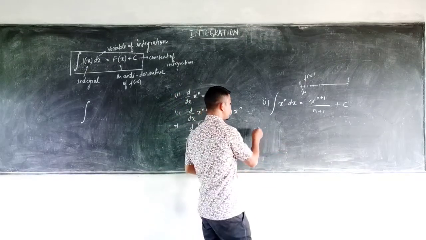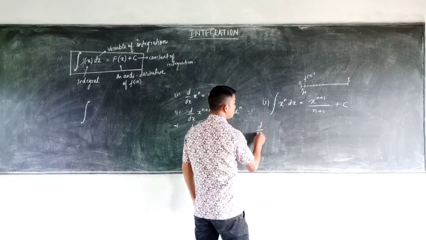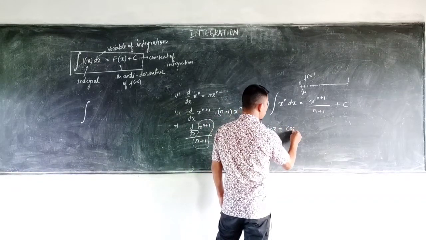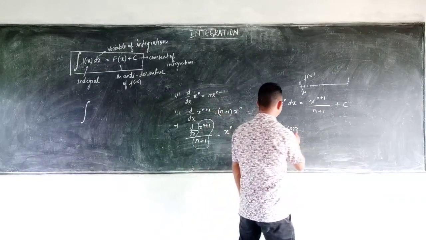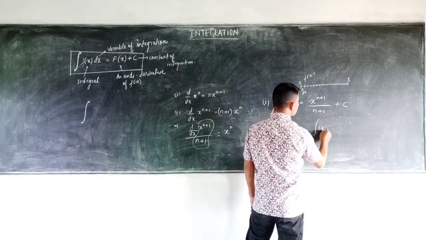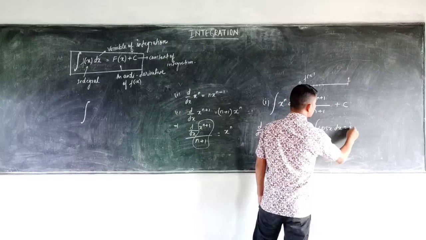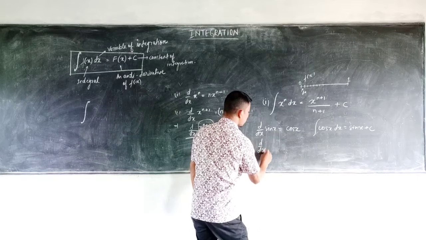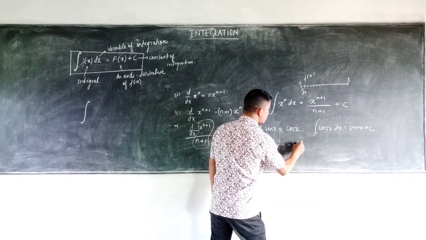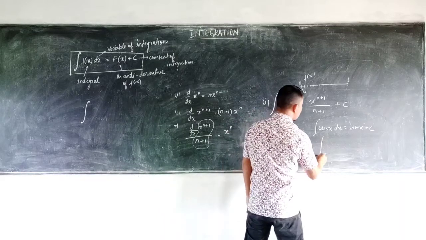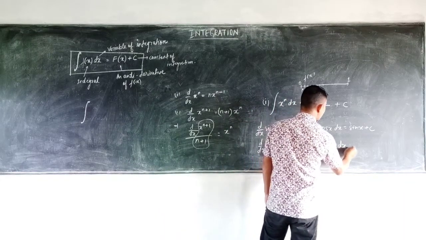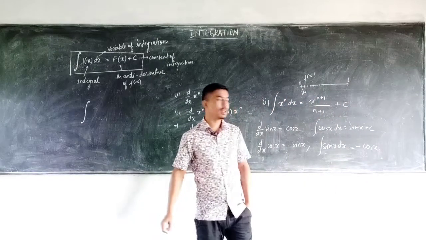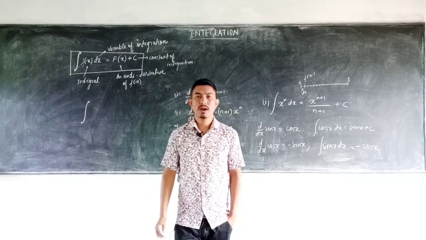A few examples of integration are like this. If I have d by dx of sine of x, it equals cos of x. Now if I find the integration of cos x, it will give me sin x, that is, the integration of cos of x dx will be equal to sine of x plus c. Now d by dx of cos of x was equal to minus sine of x. So the integration of sine x with respect to dx will be equal to minus cos of x. In a similar way, there are many formulas which you must remember.